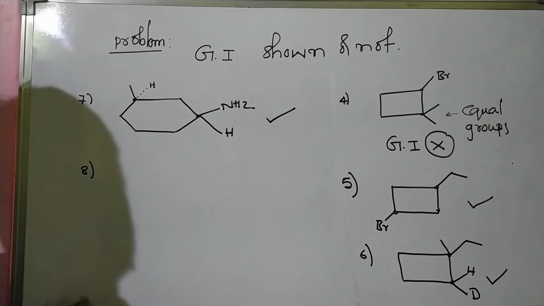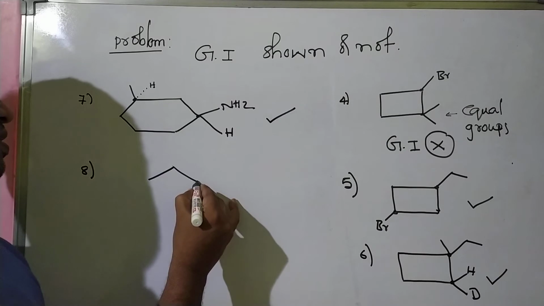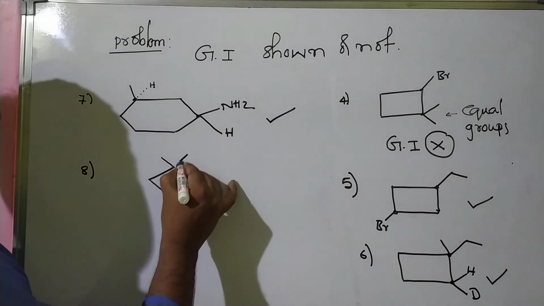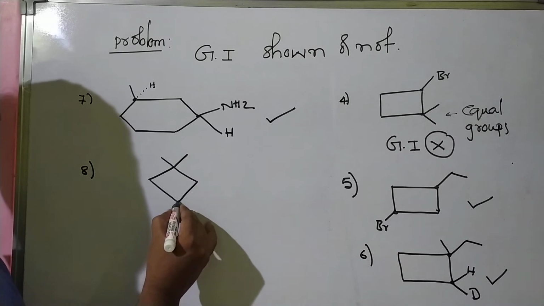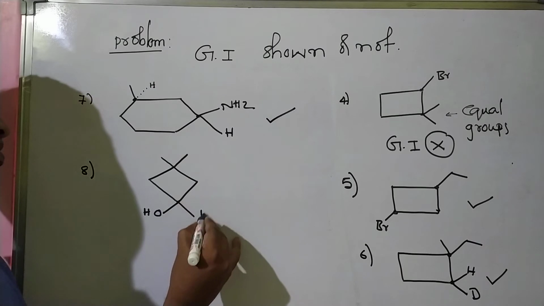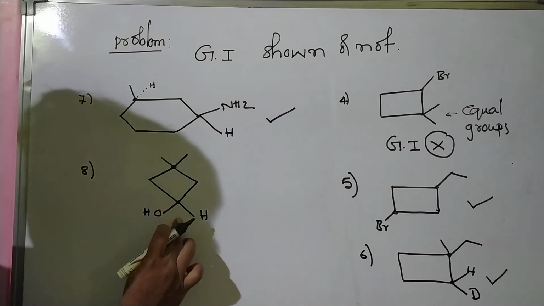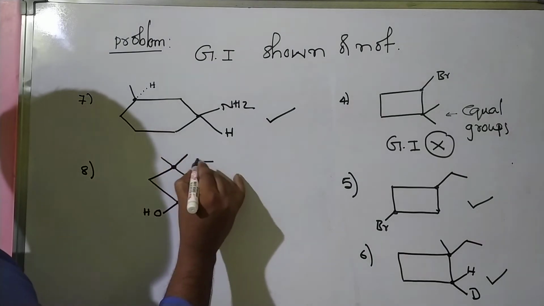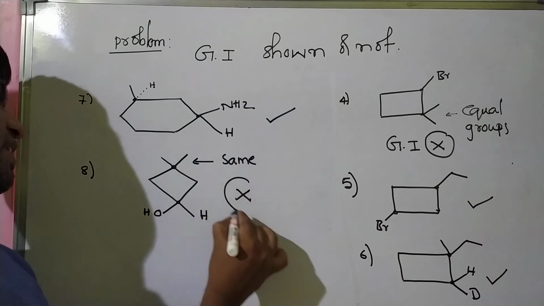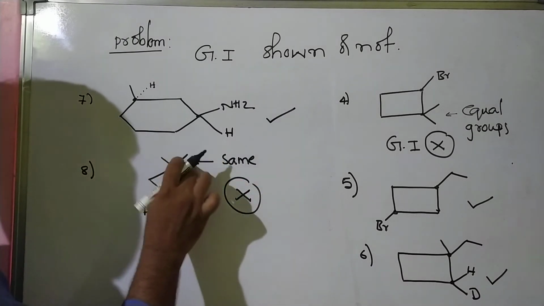And eighth one is some other example. So this is again cyclobutane. This is sp3, this is sp3. It does not show geometrical isomerism because these two groups are same groups. So it will not give geometrical isomerism. These two groups are different, but these two groups are same, methyl, methyl.